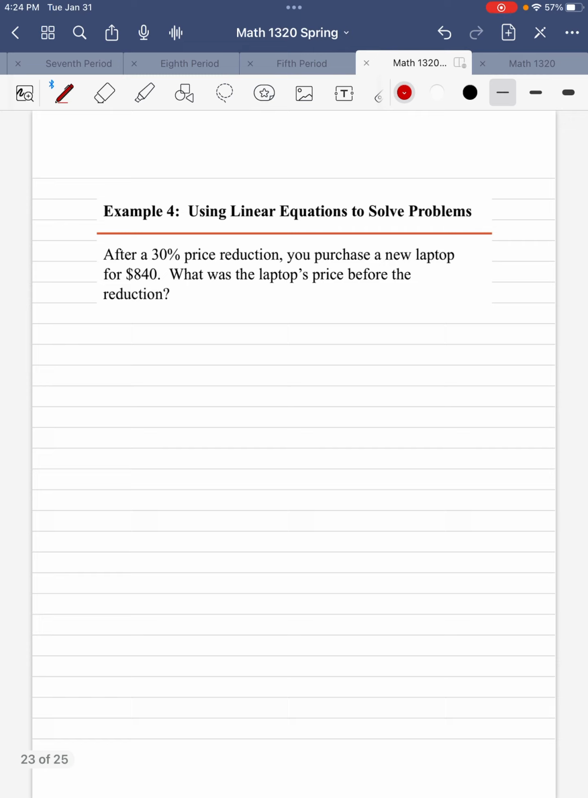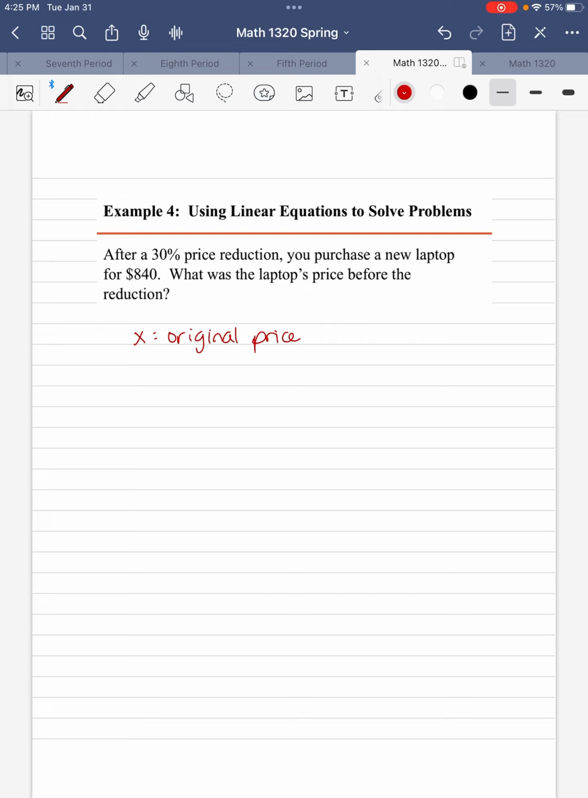After a 30% price reduction, you purchased a new laptop for $840. What was the laptop's price before the reduction? So this is the sale price. And so we're going to, again, let x equal something. So x is what we're looking for, the original price, or the price before the sale. That's what we're looking for.